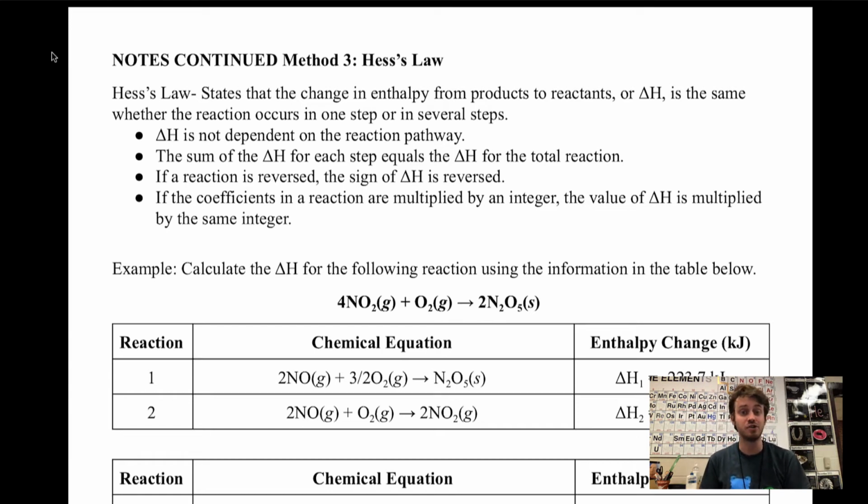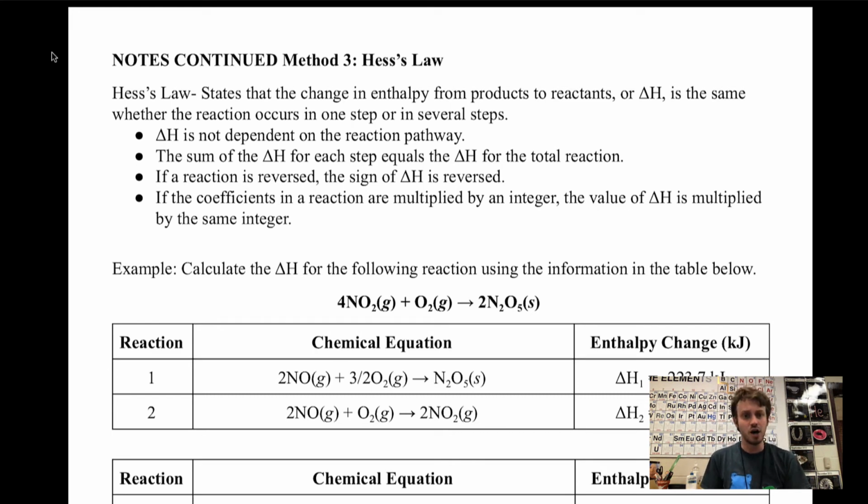In today's video, I'm going to be covering Hess's law and how it relates to heat of formation calculations. So far in class, we've talked about a couple of different ways that we can solve for delta H. We've talked about how we can do that using bond energies, and we talked about how we can use calorimetry. Now we're going to use Hess's law and also heats of formation.